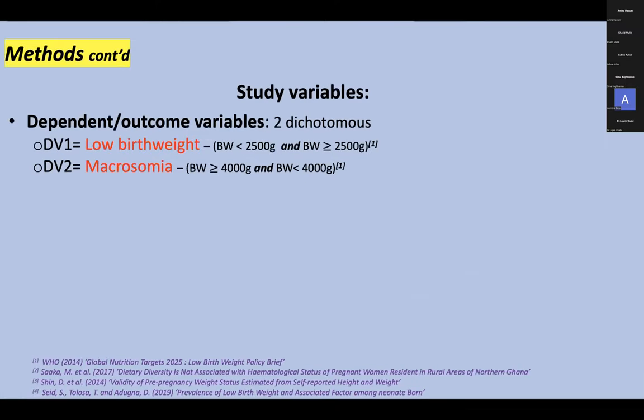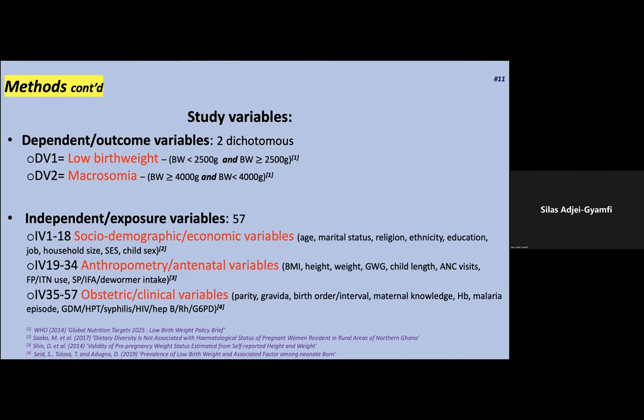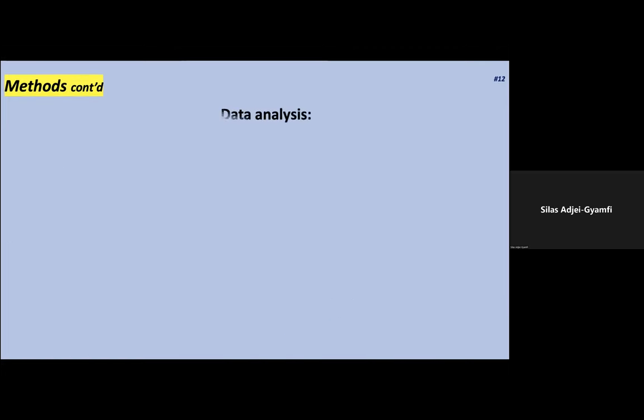The study variables were made up of two dependent dichotomous variables. The first one was low birth weight and the second was macrosomia. With regards to the independent variables, they were about 57. We had 18 sociodemographic and economic variables, about 16 anthropometric and antenatal variables, and also about 15 obstetric and clinical variables that were used as the independent or exposure variables.